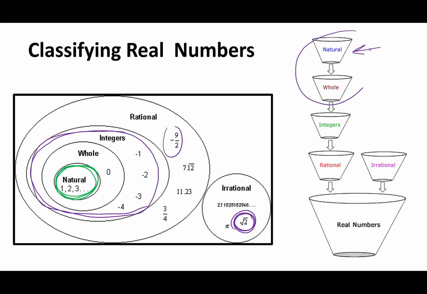Then the natural and whole number buckets dump into the integer bucket, which inside the integer bucket are all of your negative whole numbers. And then all three of those buckets dump into the rational bucket, which inside the rational bucket are also your terminating decimals, your repeating decimals, and any fraction that simplifies to a repeating decimal or terminating decimal. And then all of that dumps into your real number bucket. And then you can see over here that you have an irrational bucket.